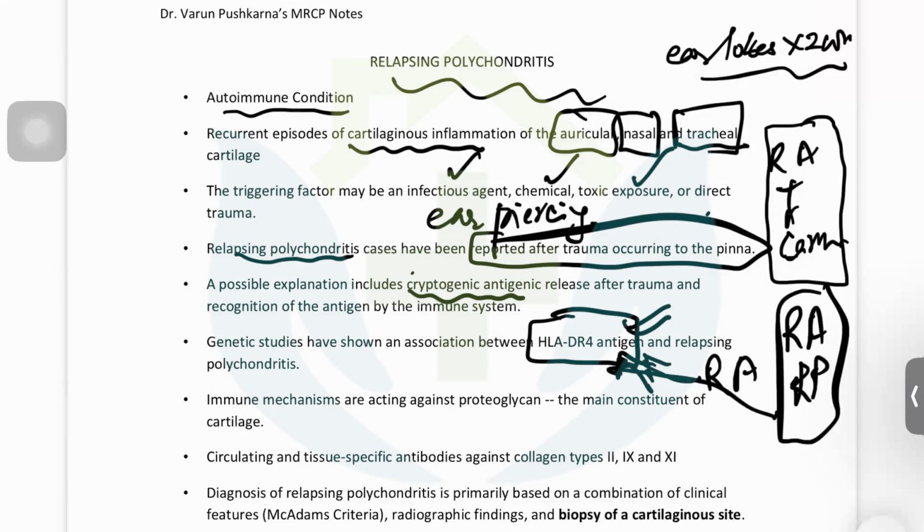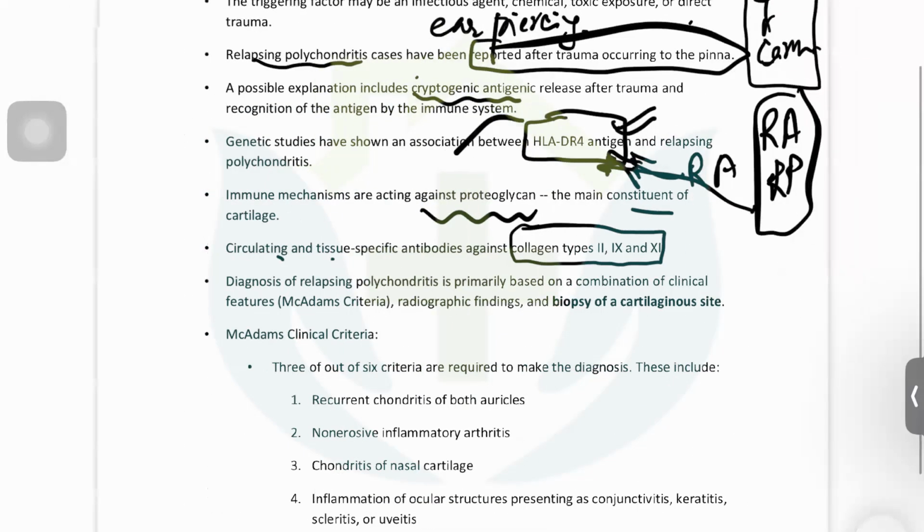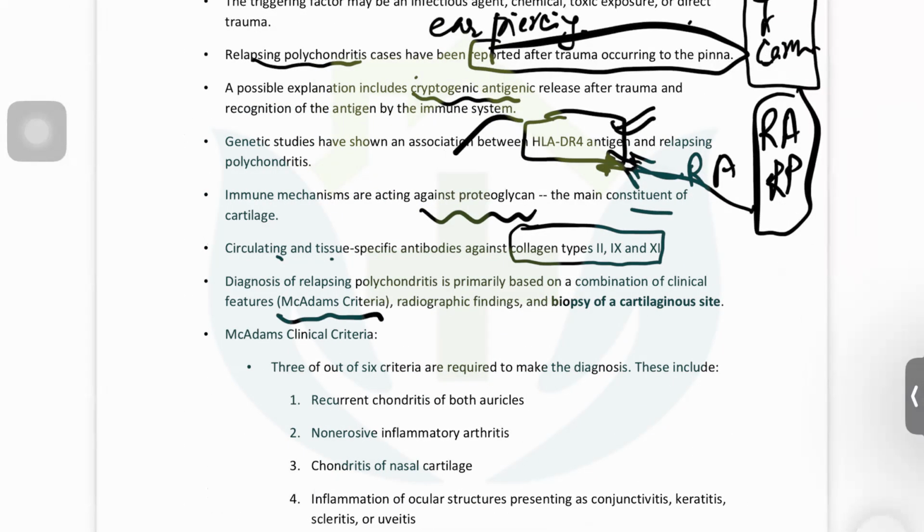The only difference being in rheumatoid arthritis, the bone also gets involved, but in relapsing polychondritis, it is just the cartilage that gets involved. So immunity is usually against the proteoglycans, which is the main constituent of cartilage. There is circulating and tissue-specific antibodies against collagen types 2, 9, and 11. Diagnosis is basically through McAdams criteria, radiographic findings, and biopsy of the cartilage. I've boldened it because this is gold standard. We need biopsy of cartilage, very important.